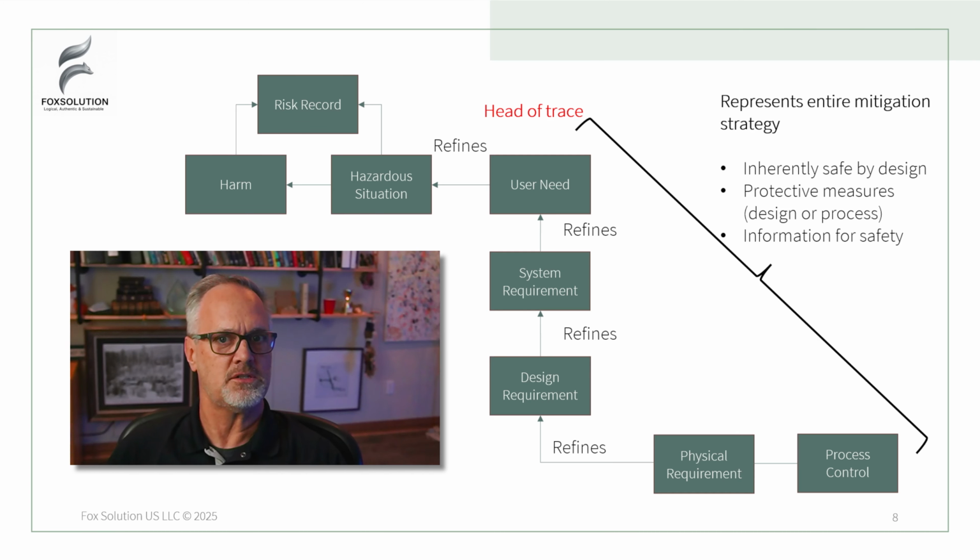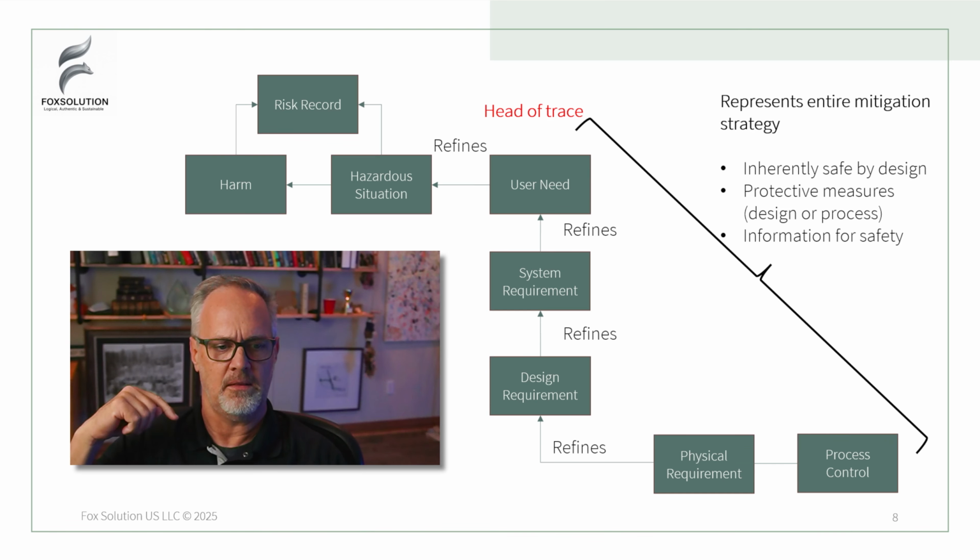And the user needs are the head of that, but the system requirements really define all of the mechanisms and what the design needs to do to put us in a position where when it ends up at the user, that it's in that sterile state. So these requirements, the user needs, system requirements, design, physical, and then process controls represent the entire mitigation strategy.